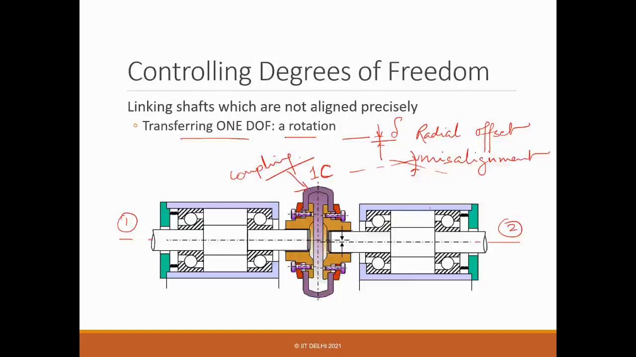All five others should be free, there should be 5 degrees of freedom, so that it can take care of this radial offset and misalignment in whatever direction you have, or even the distance between the two shafts when it's in motion. So try to visualize that. But the primary requirement for a coupling is to transfer this one, and that is the rotation.